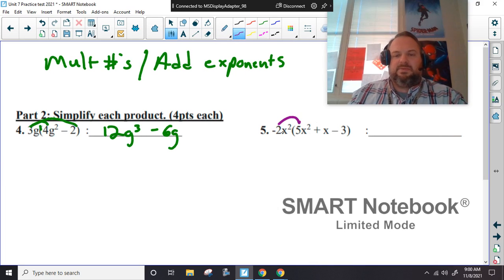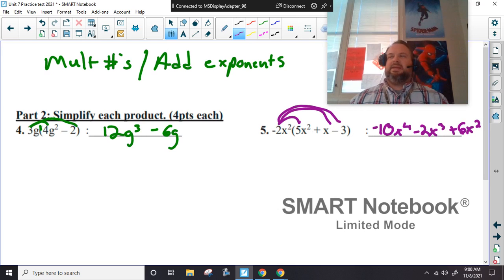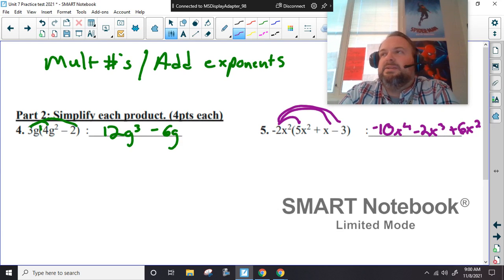And then multiply, this is -10x to the fourth, -2x cubed, plus 6x squared. Okay, so, just again, slowly getting into it, bit by bit, step by step.